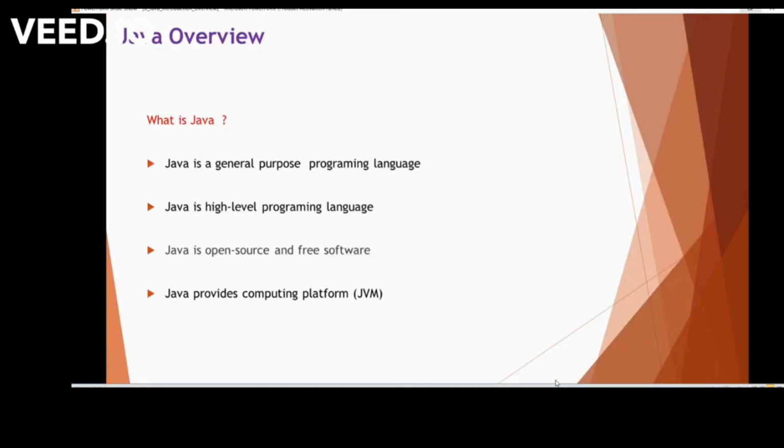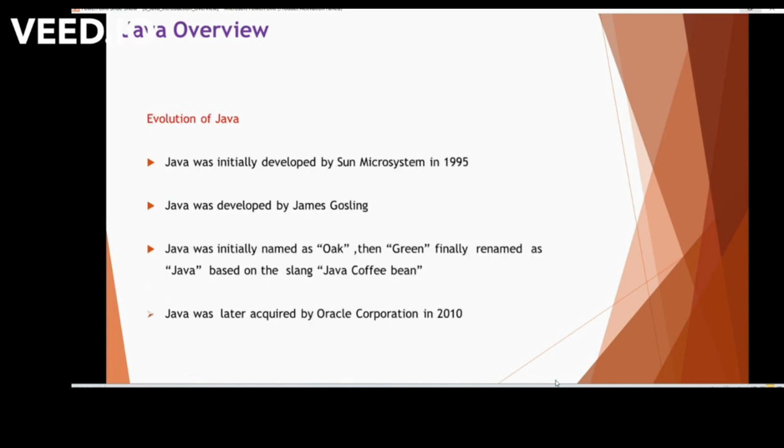So coming to the Java overview, what is Java? Java is a general purpose programming language and it is also a high level programming language. Java is open source, which means we get free software without spending any money. We can easily install Java. And next, Java provides a computing platform by using the JVM.